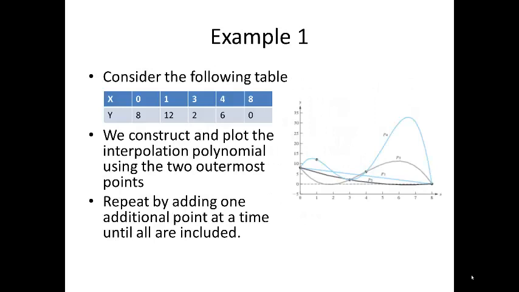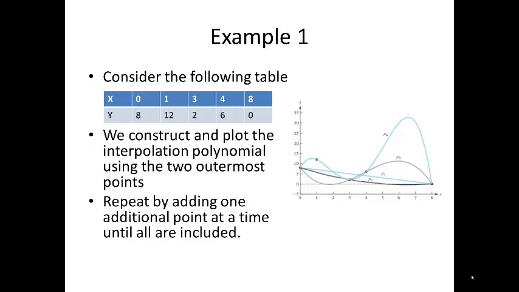We have x taking on the values 0, 1, 3, 4, and 8 as nodes. At 0 it will take on 8, at 1 it will take on 12, at 3 it will take on 2, at 4 it will take on 6, and at 8 it will take on 0. So we can construct and plot the interpolation polynomial using the 2 outermost points, the (0, 8) and the (8, 0). That's just going to give us a straight line between those 2 points.